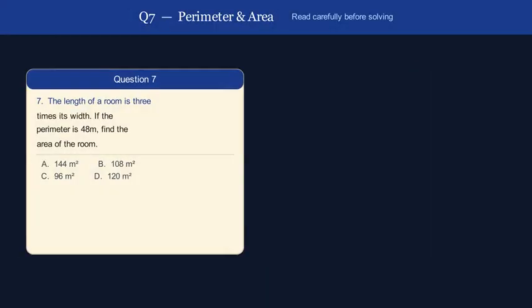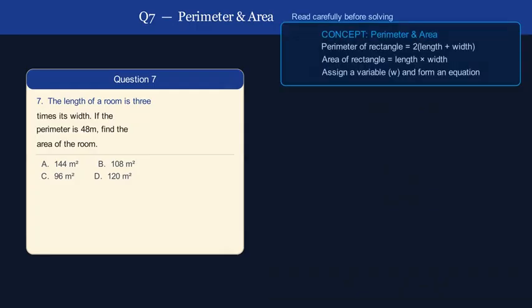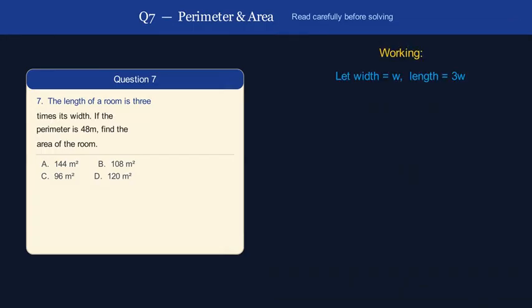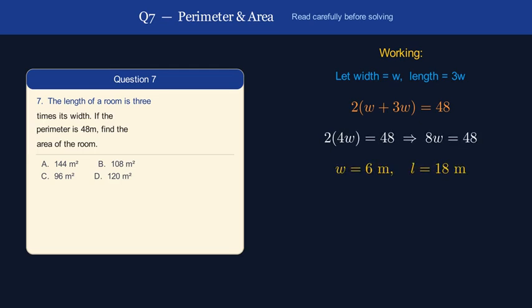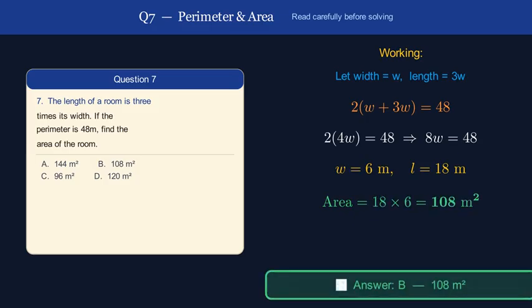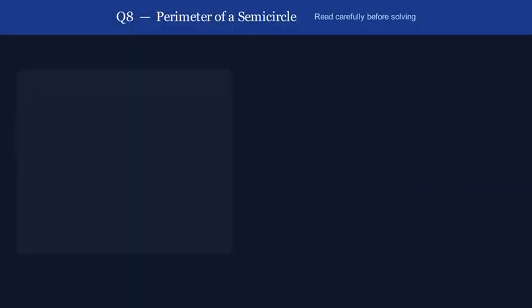Question number 7. The length of a room is 3 times its width. If the perimeter is 48 meters, find the area of the room. So we let width equal w, and length will equal 3 times that, which is 3w. The perimeter is 2 into w plus 3w, which is equal to 48. You solve for the value of w to get 6 meters. The length is 3 times that to get 18. Then you get the area, which is length times width.